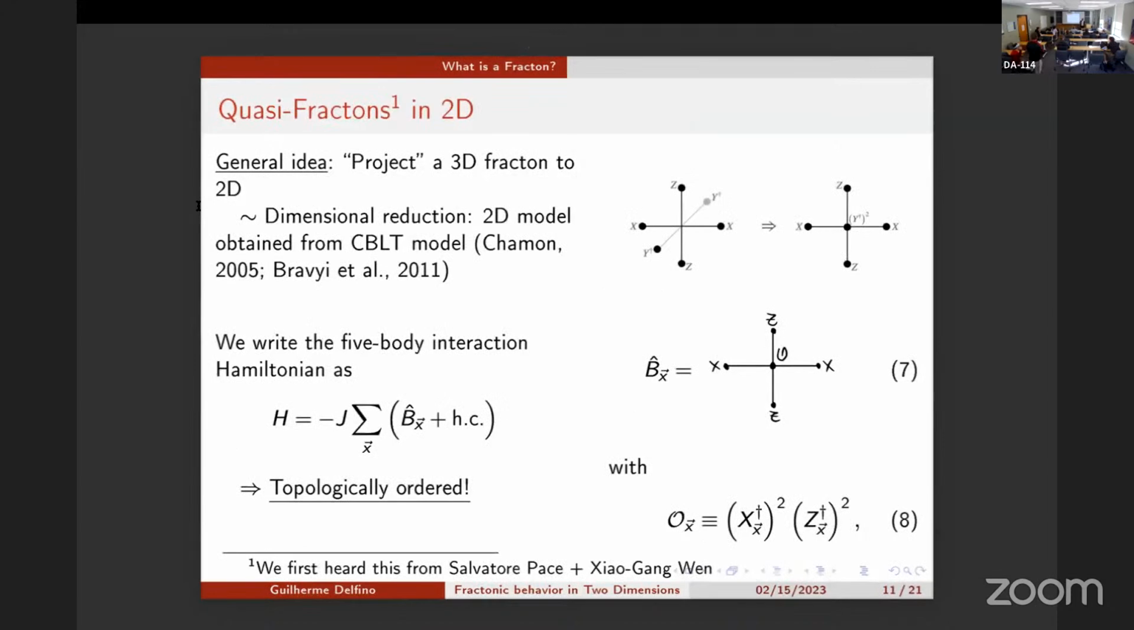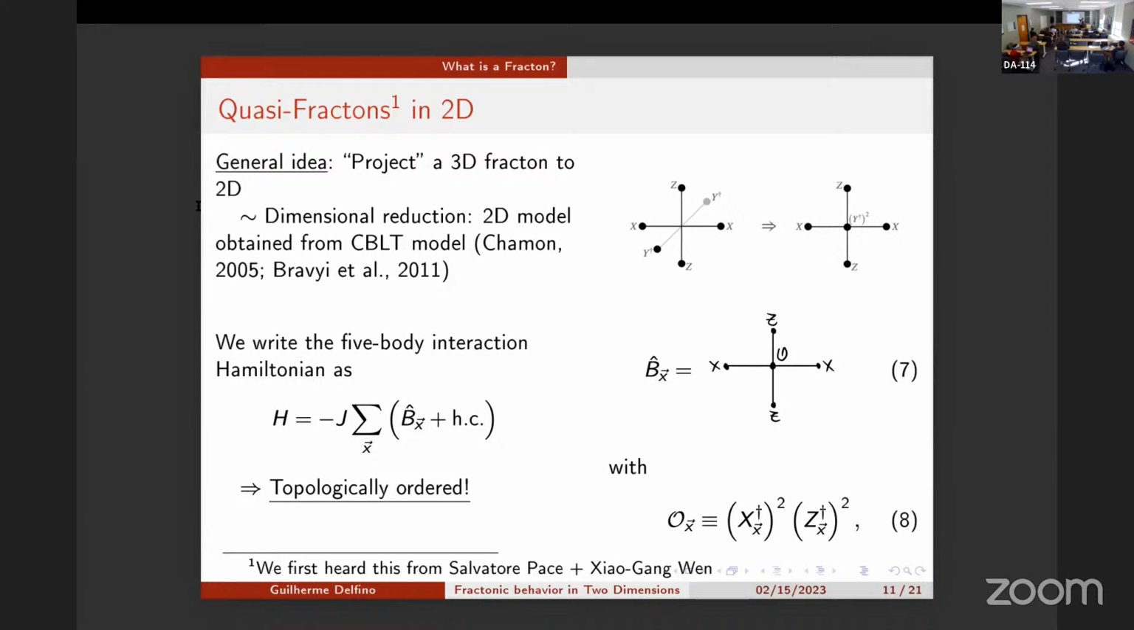For this, let's try a very, very naive idea. Oh, first, let me just give you the answer. Can we have gapped fractons in 2D? The answer is no. But we can still have something that resembles fractons, and we call those quasi-fractons or effective fractons.